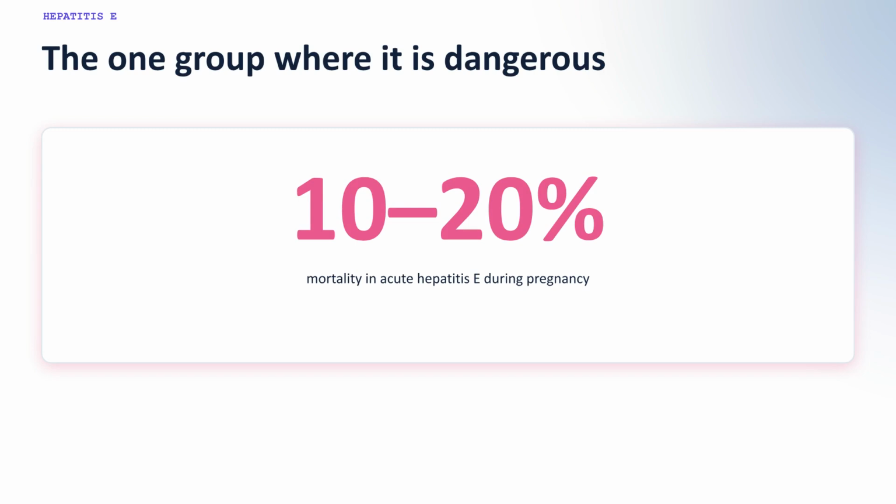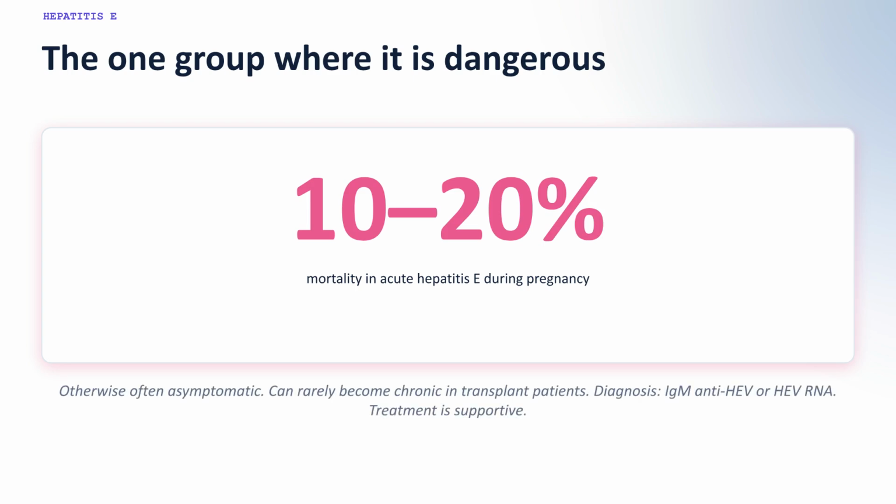It can also rarely become chronic, but only in transplant patients on immunosuppression. Diagnosis is by immunoglobulin M anti-hepatitis E, which in the United States is sent through the Centers for Disease Control, or by hepatitis E RNA. Treatment is generally supportive, and be aware of extrahepatic features. Arthritis, pancreatitis, anemia, and neurological disease including Guillain-Barré syndrome.